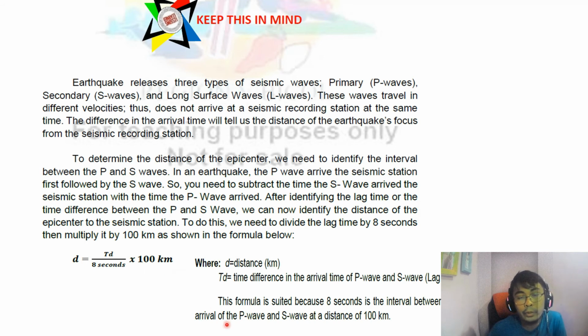Okay? Ito na po yung explanation kung bakit yung 8 seconds and yung 100 km are constant values. Okay? Because experimentally, they have found out that 8 seconds is the actual time difference between the arrival time of the P and the S wave kapag meron tayong distance na 100 km from a given station. Okay? So again, you need to remember this formula.